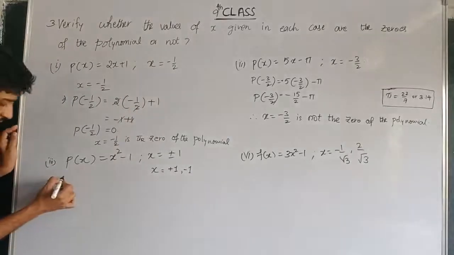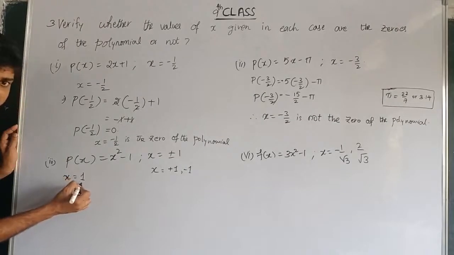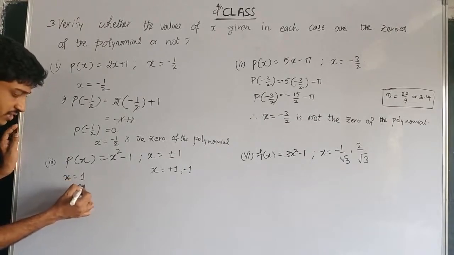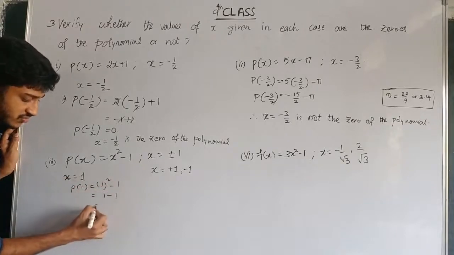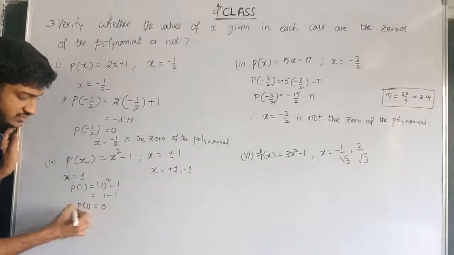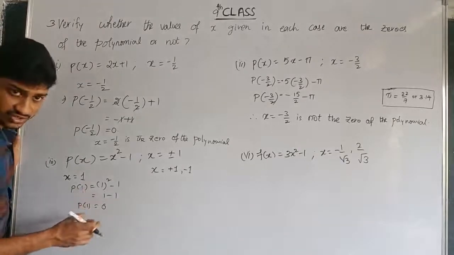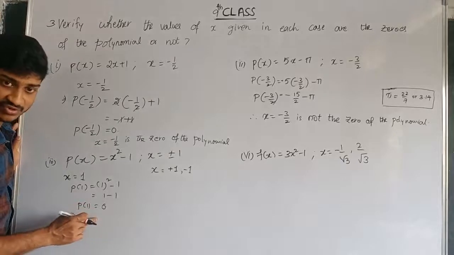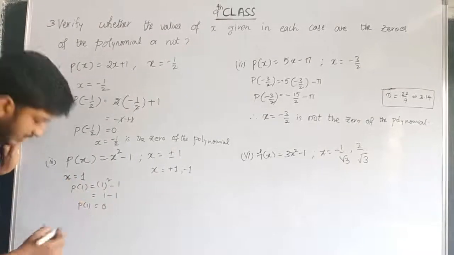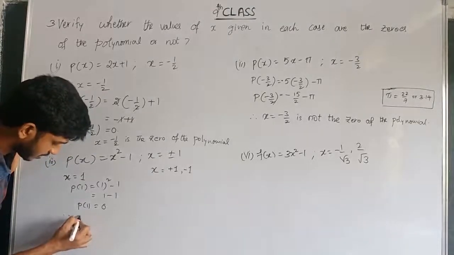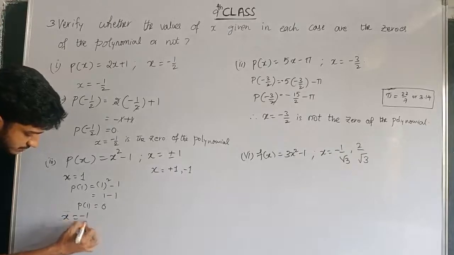Okay. Now I am checking at x equal to 1. Then p of 1 equal to 1 square minus 1 equal to 1 minus 1 equal to 0. Means p of 1 equal to 0. At x equal to 1, p of x equal to 0, which means 1 is the 0 of the polynomial. So therefore, also check for x equal to minus 1.